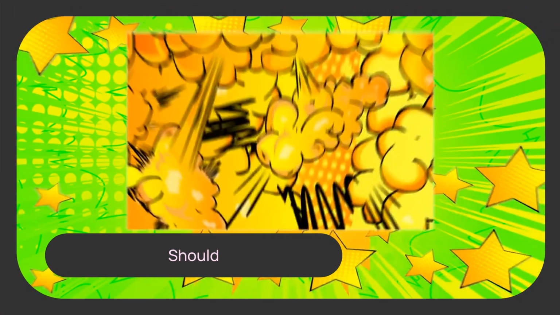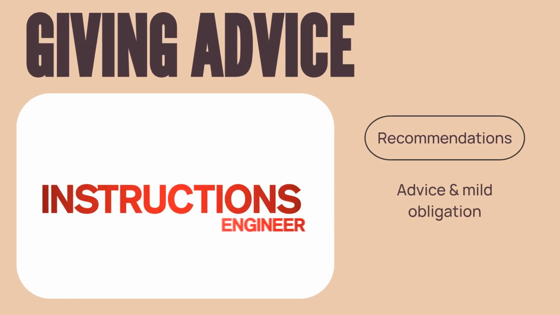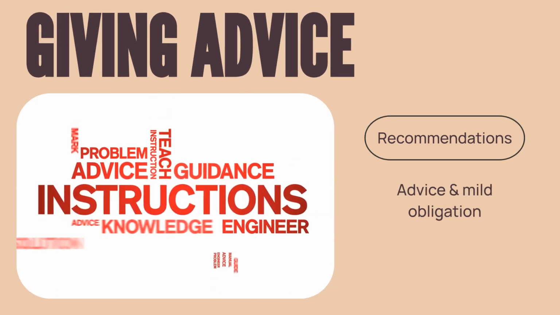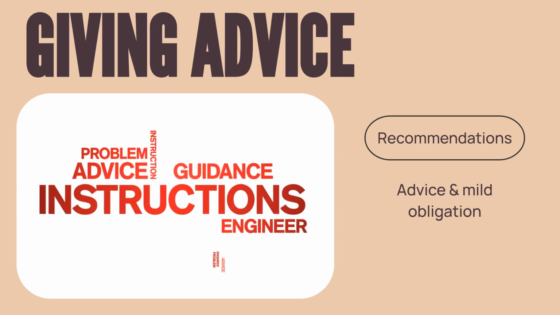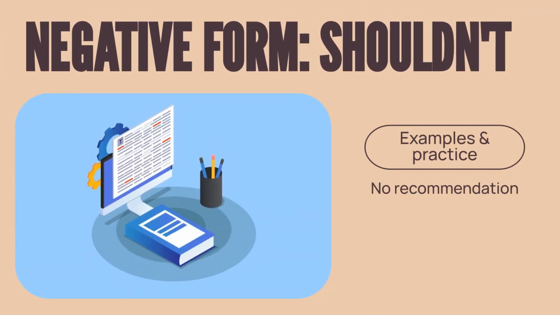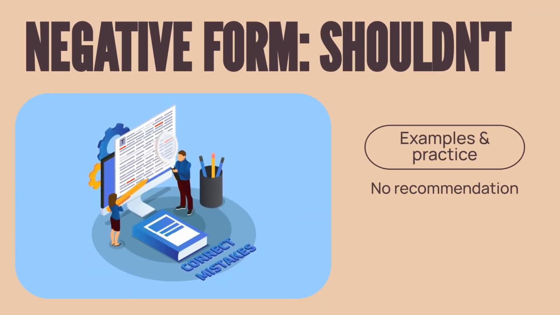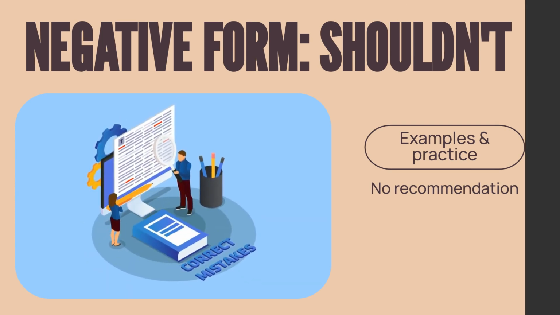Next, let's explore should, a modal verb that offers advice and recommendations. Should is perfect for giving advice, making recommendations, or expressing a mild obligation. For example, you should eat more vegetables, or you should apologize for your mistake. The negative form, shouldn't, advises against an action. For example, you shouldn't procrastinate, or you shouldn't talk loudly in the library.